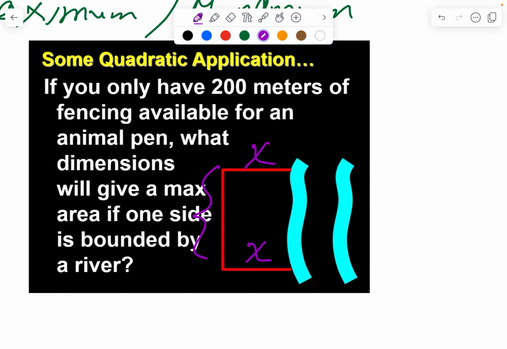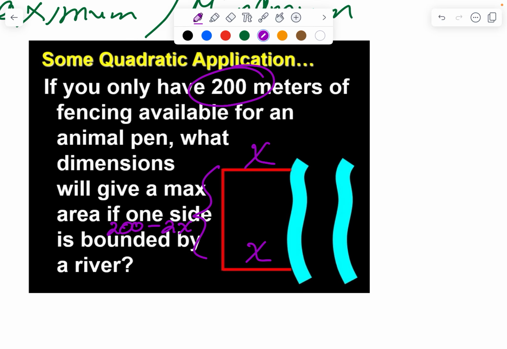How about this side? You still don't know what it is, but you do know that it's going to be the rest of your 200 meters. What do you mean the rest? Well, think about it. You've already used 2x, right? You used 2x from the top and bottom. So this side is going to be 200 minus 2x.